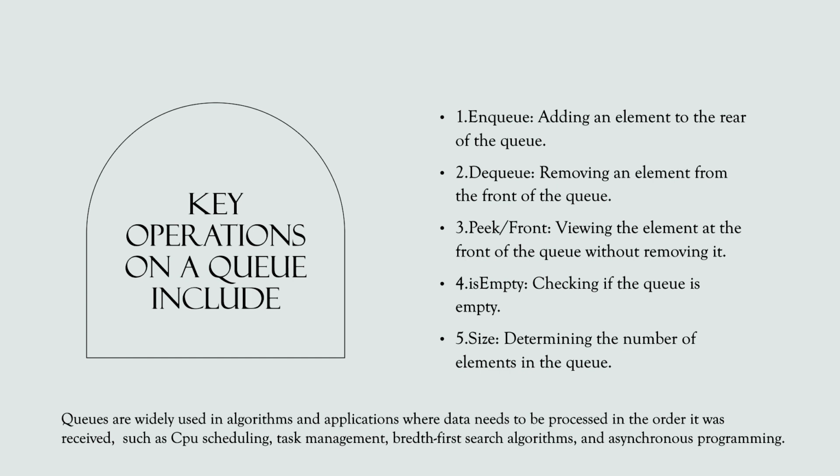Queues are widely used in algorithms and applications where data needs to be processed in the order it was received, such as CPU scheduling, task management, breadth first search algorithms, and asynchronous programming.